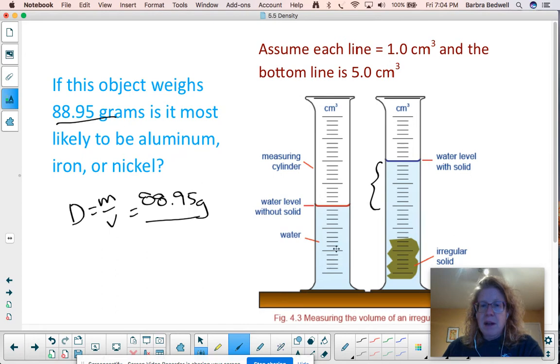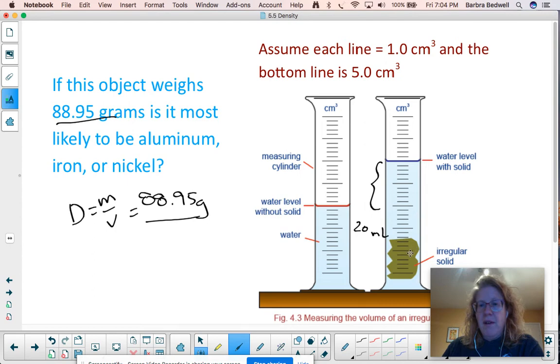So this line up here would be 10. This would be 15. And this would be 20. And it looks like it's pretty much right on there. 20 ml. Or, wow, my pen's really weird. 20 milliliters to start. And then if I take a look at my new volume, kind of worked out nicely.